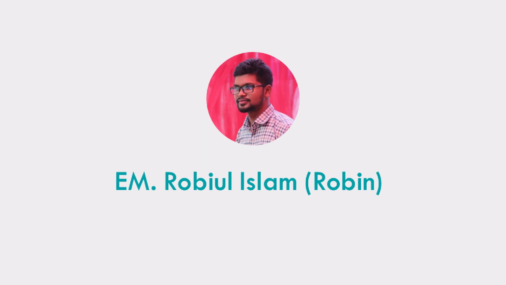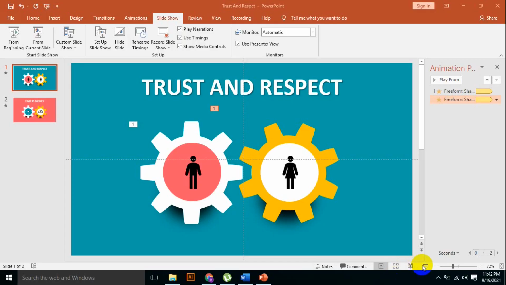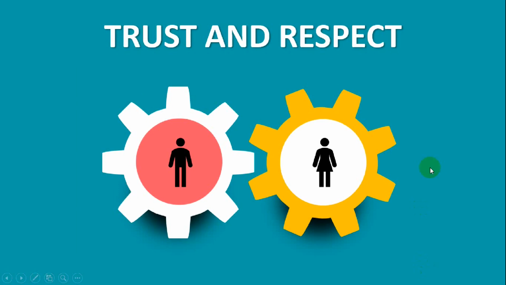In today's tutorial, I'm going to show you how to create an animated gear slide in PowerPoint. As you can see here, I have taken the example of trust and respect, where I have created two gears, one with the man icon and the other gear with the woman icon. And I have added the shadow effect at the back side.